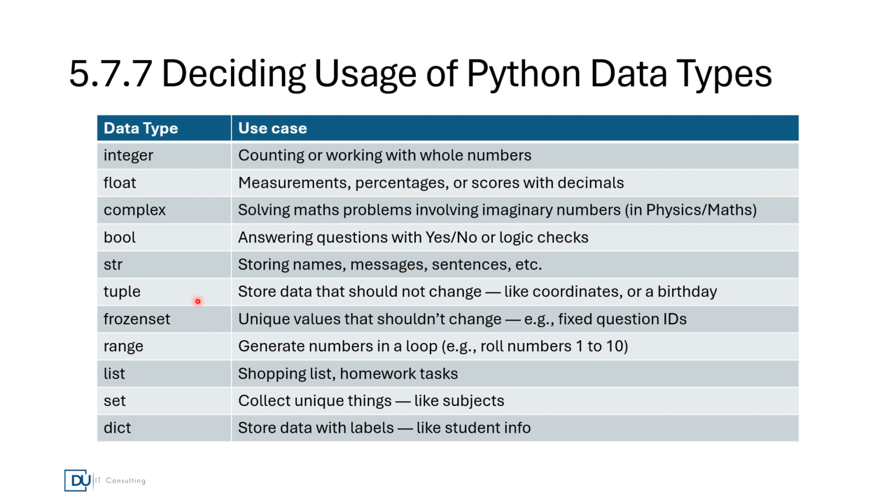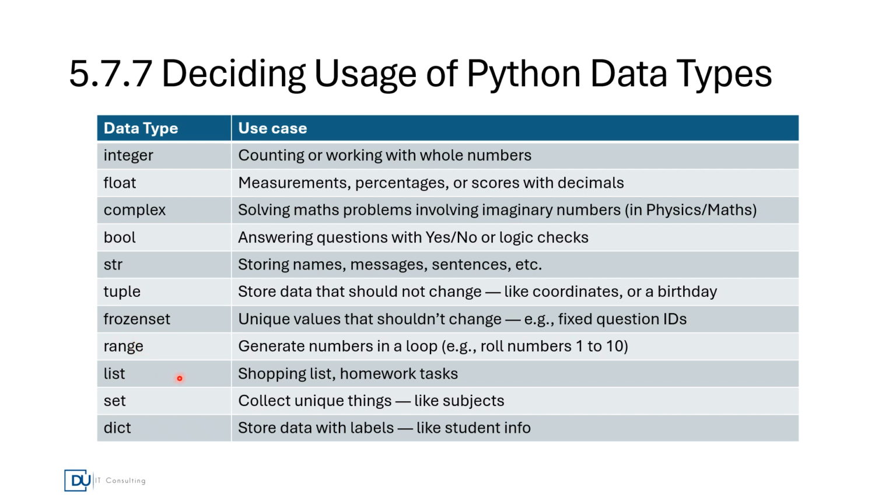Tuple can be used when you want to store data that should not be changed, like coordinates of a location or birth date. Frozen set when you want unique values that shouldn't change. For example, you have some question IDs that are unique and should not be changing. Range when you want to generate a list of numbers from one particular starting point to an ending point.